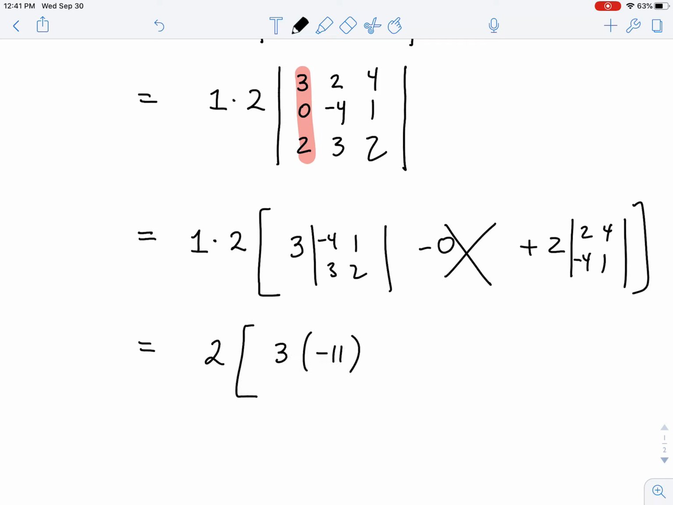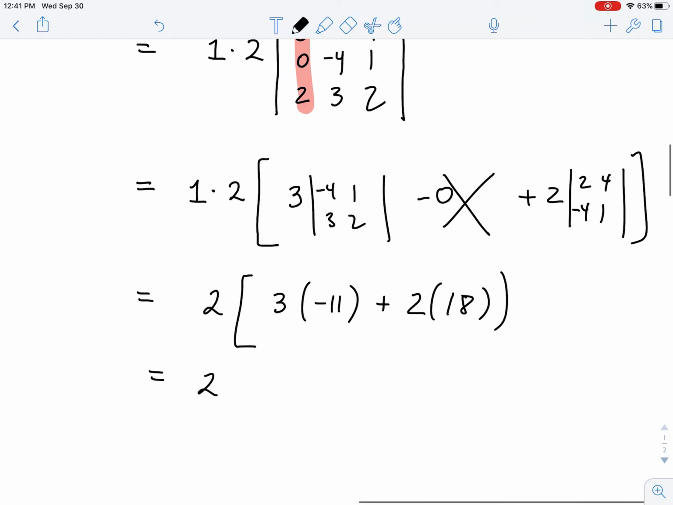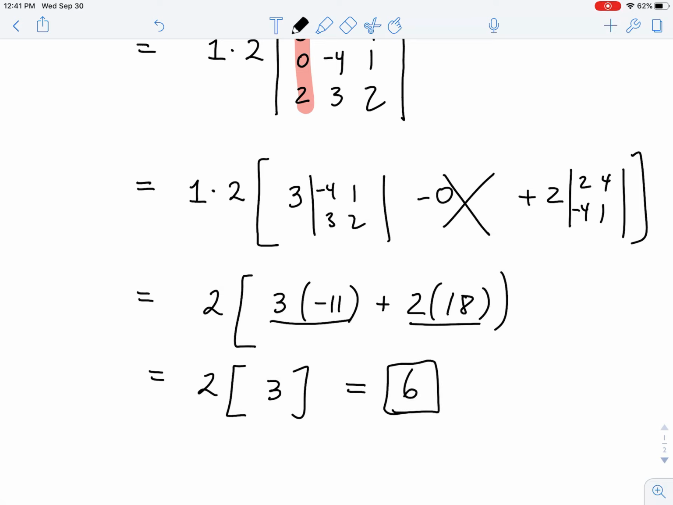So at the end of the day, I get this, 3 times negative 11. And plus 2 times, let's see, that's 2 plus 16, that's going to be 18. And so I get 2 times, this is 36, this is negative 33. So at the end of the day, I get 6.